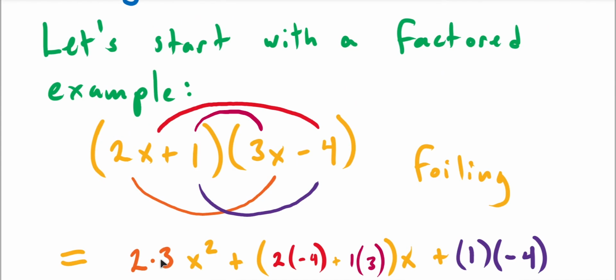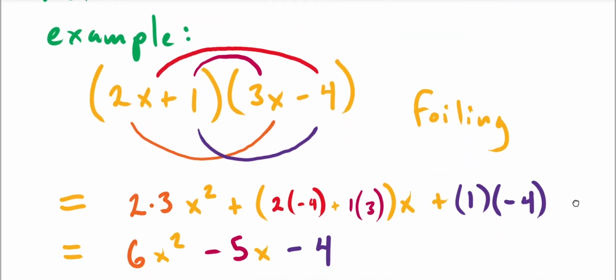Keeping track of my terms here, I have 2x times 3x, that's 2 times 3, x squared. I have 2x times minus 4, that gives me 2 times minus 4x. I have 1 times 3x, that gives me 1 times 3x. And I have 1 times minus 4, which gives me a minus 4 down here. But you probably noticed that I haven't reduced it immediately.